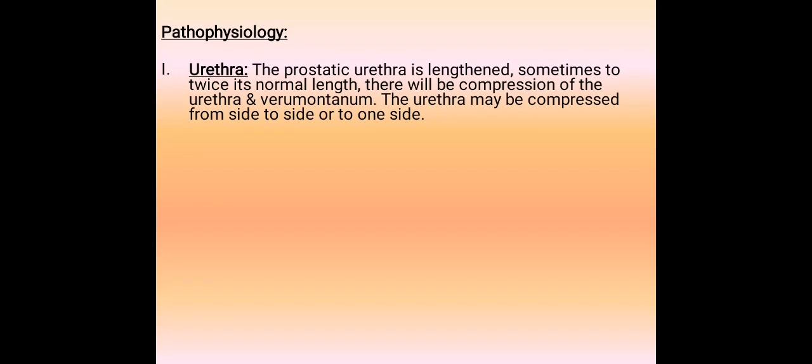What happens when the prostate enlarges? The pathophysiological changes that occur when the prostate enlarges affect the urethra, the bladder, and the upper tract. Regarding the urethra, when the prostate enlarges, the urethra becomes longer, and it becomes compressed from side to side, and this makes it longer and narrower.